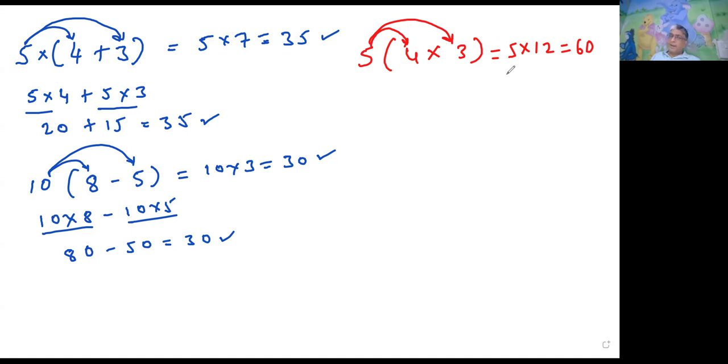Now I'll do 5 into 4 into 3. So now what will you get? You will get 20 into 15. Very good, 20 into 15. What is the answer? 300.